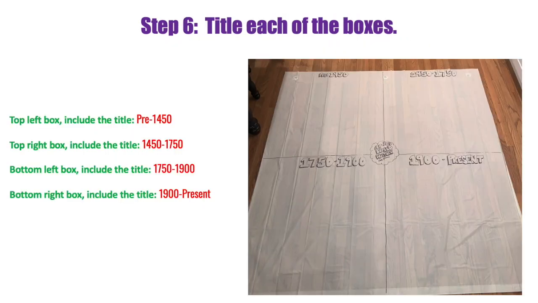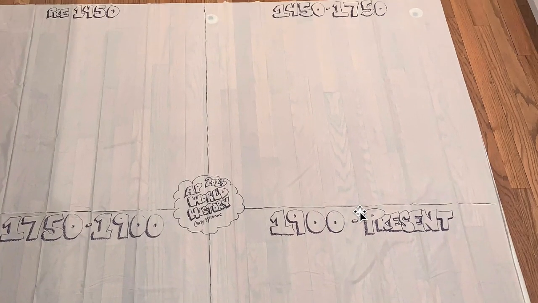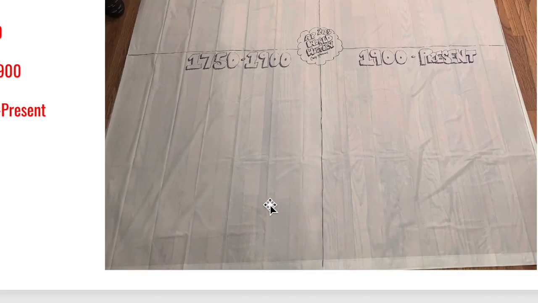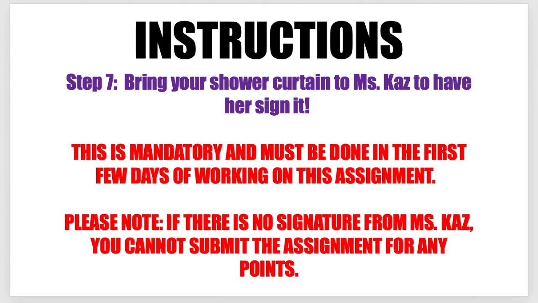The next thing you'll do is title each of the boxes. The top left box should have the title pre-1450. The top right box should include the title 1450 to 1750. The bottom left box should include the title 1750 to 1900, and the bottom right box should include the title 1900 to present. So you can see here that I did that with each of these. You can write this title wherever you'd like, on the sides, in the center, wherever, doesn't matter, as long as it's legible.